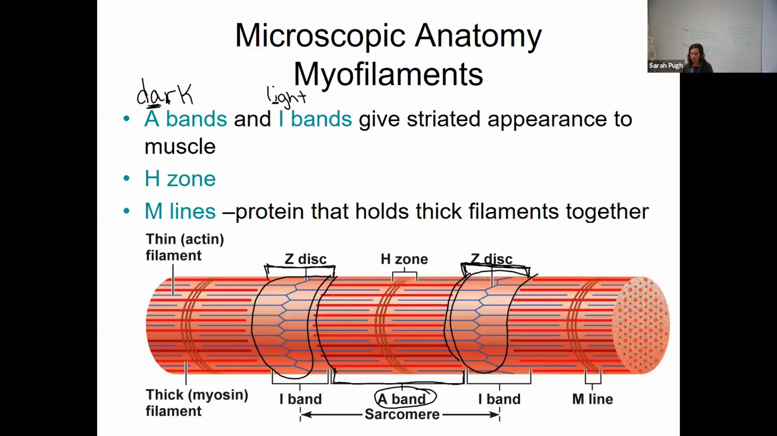So if we were to look at these just under a microscope, we could see that the A band looks darker because everything's in there. The I band looks lighter because it's only our thin filaments.